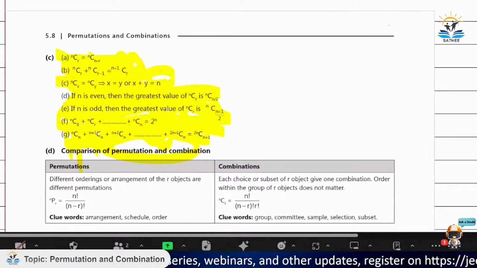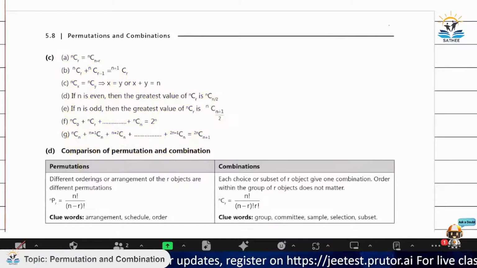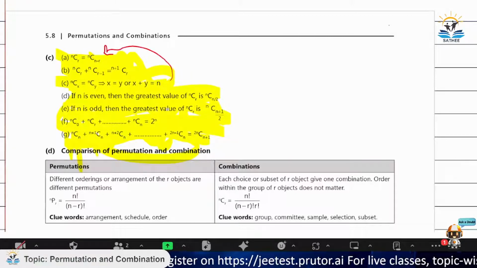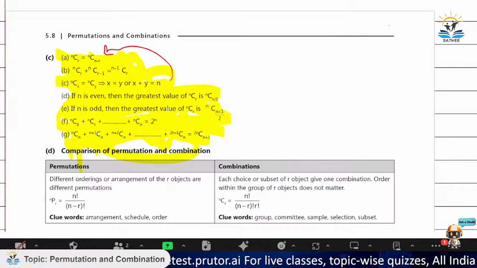If it is given that nCx is equal to nCy, then we can do two things: either x is equal to y, or their sum is n. This is a direct connection to this property. Next, if n is even, then the greatest value of nCr is nC(n/2). If n is odd, then the greatest value of nCr is given by nC((n plus 1)/2). This is something that you can remember.